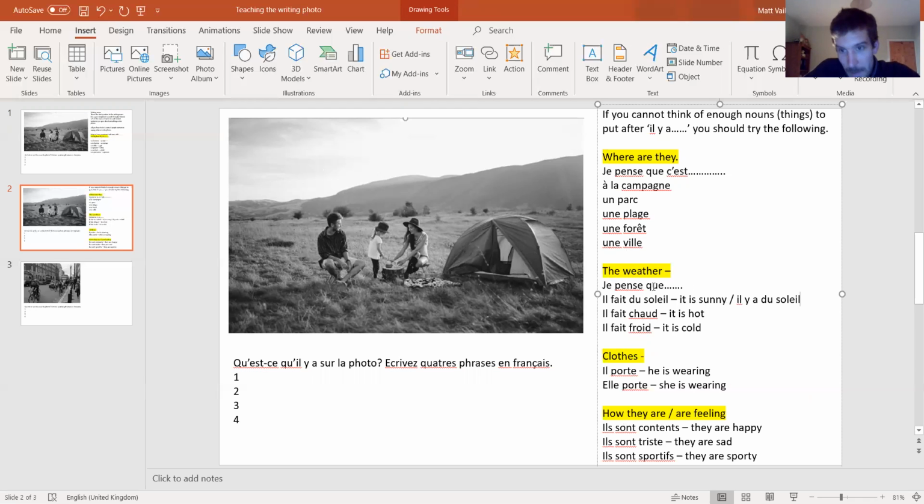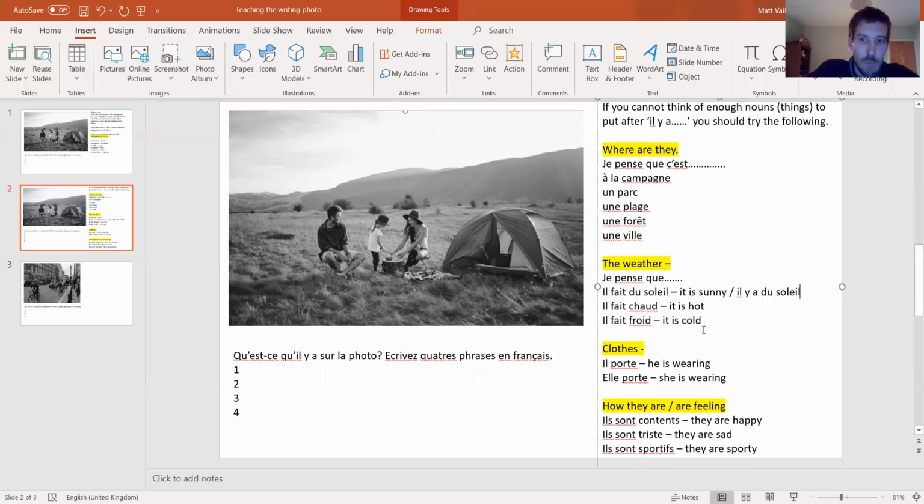If you can't remember to do any of those, or you, for some reason, got a mental blank, you could always go down, I don't like this one so much, but you could always go down the route of talking about the clothes. Now, I really would avoid saying in the photo, there is a t-shirt. It just sounds a bit odd. However, why not just say il porte, he is wearing, or elle porte, she is wearing?